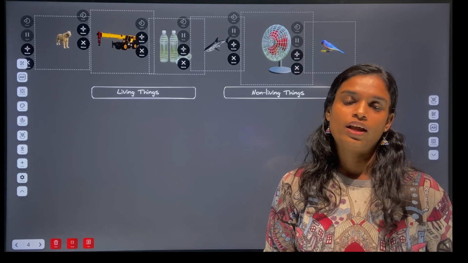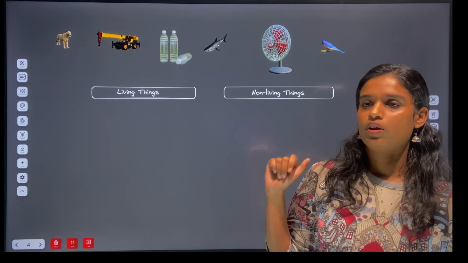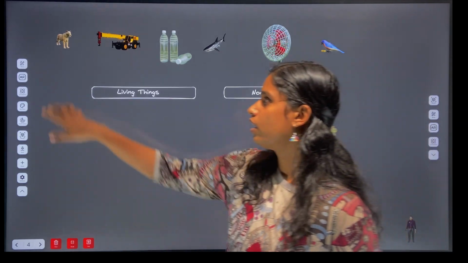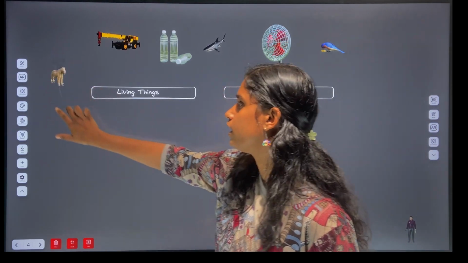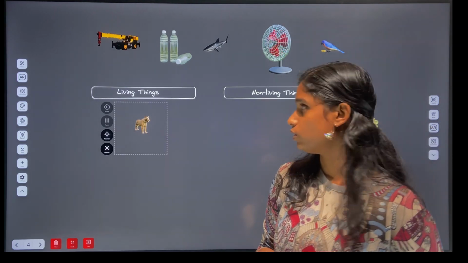Now we have learned about living and non-living things. Let us group these things into living and non-living things. First is a lion. It comes under living things. It can grow and move on its own.